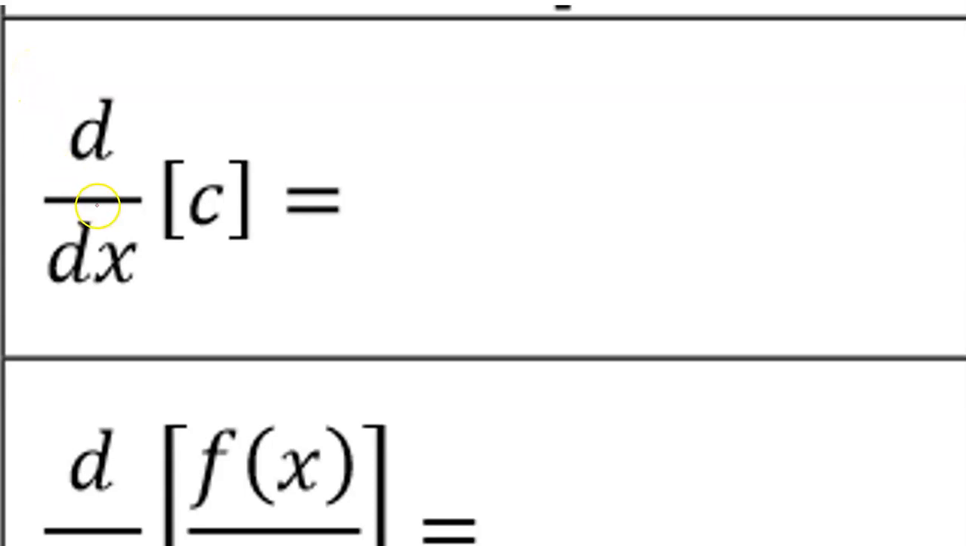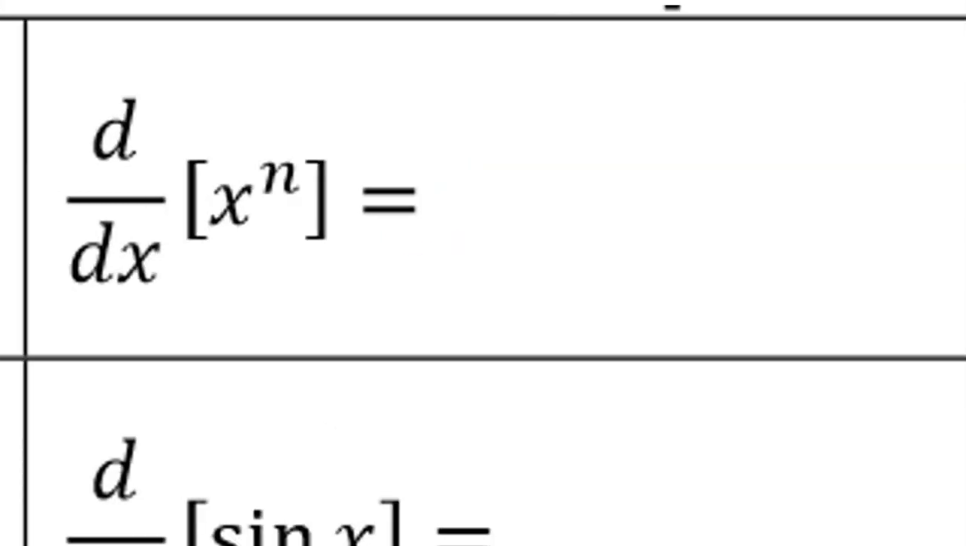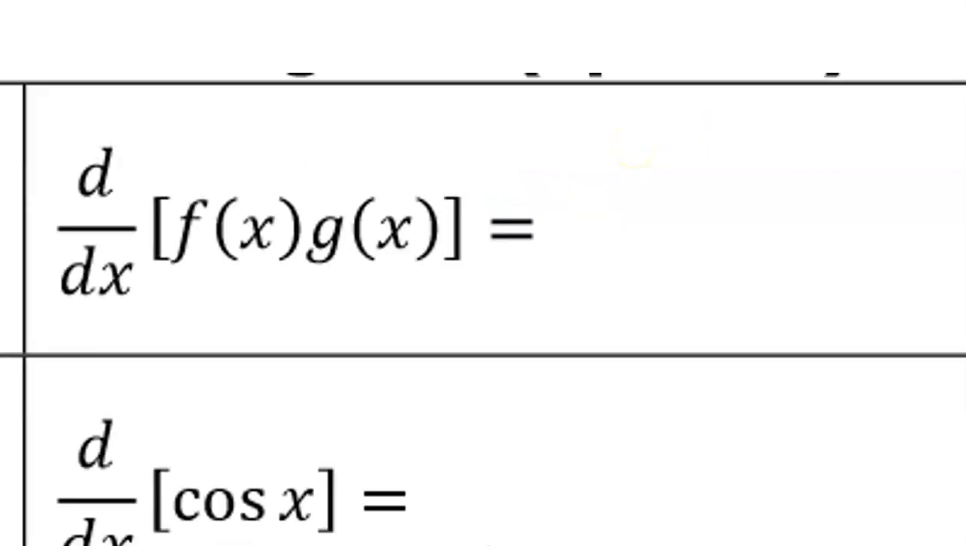Let's begin. The derivative of a constant is 0. If you have x to the n power, you take the derivative using the power rule. So the n goes to the front, and then you reduce the exponent by 1. So you would have n minus 1.